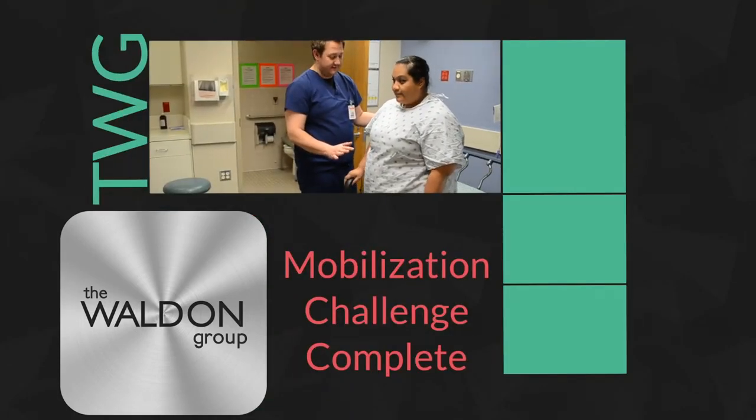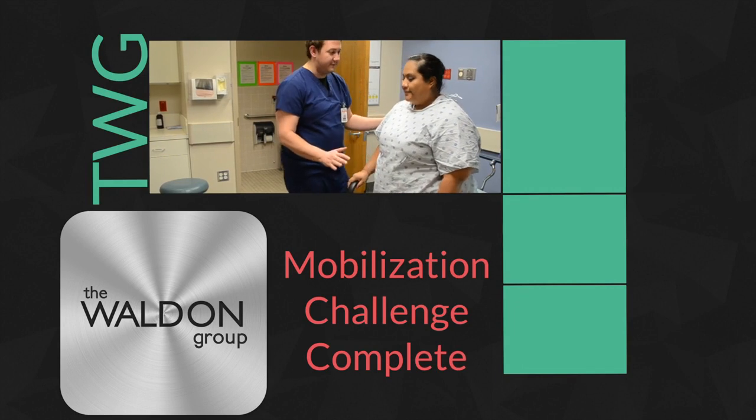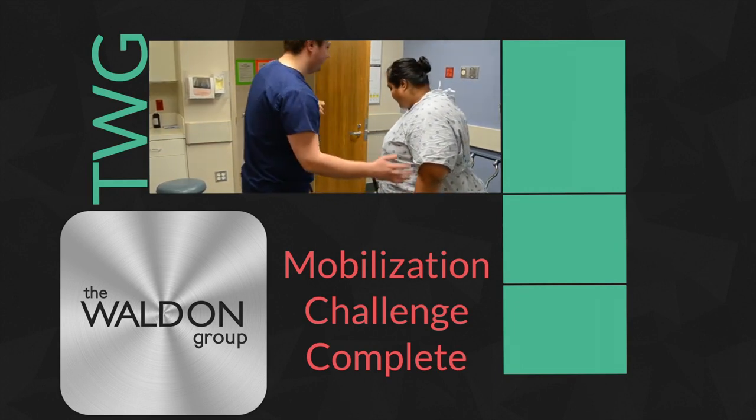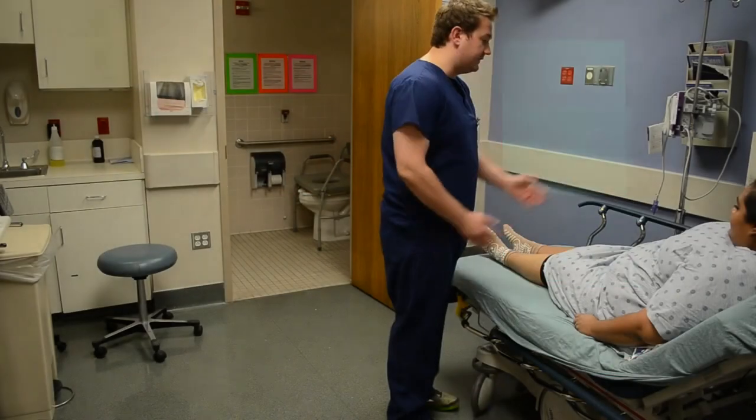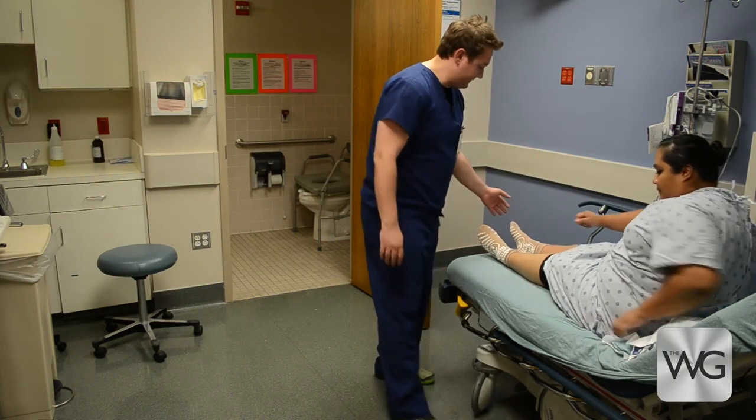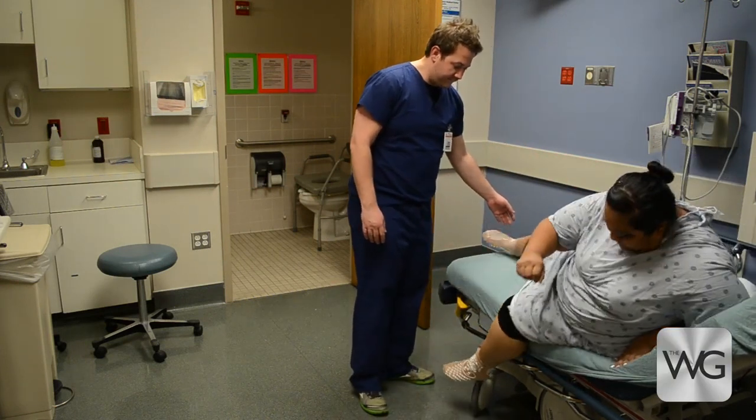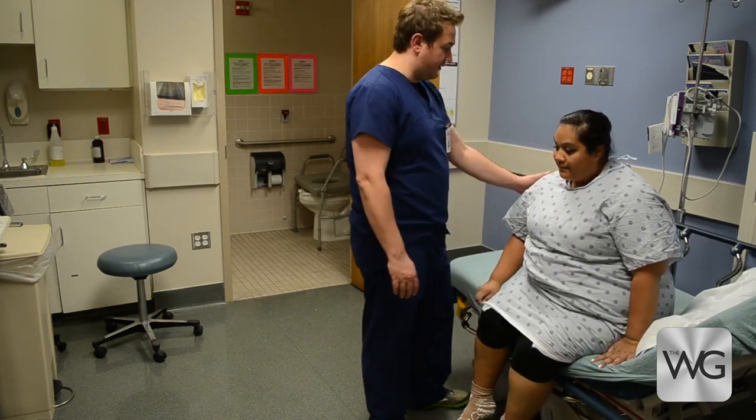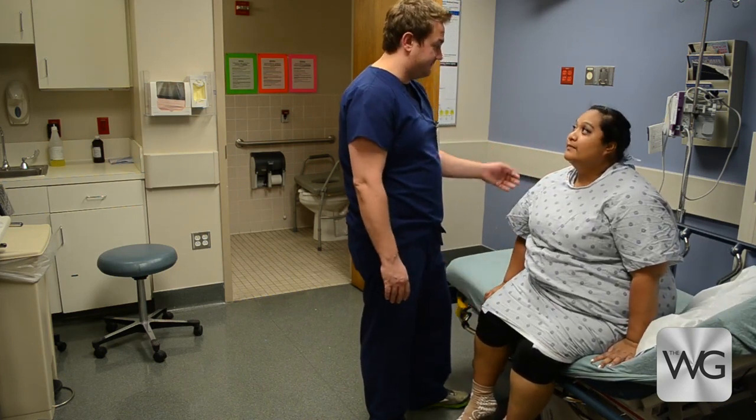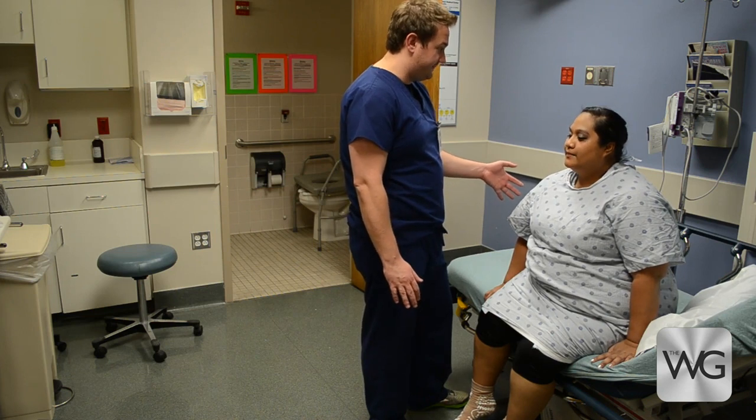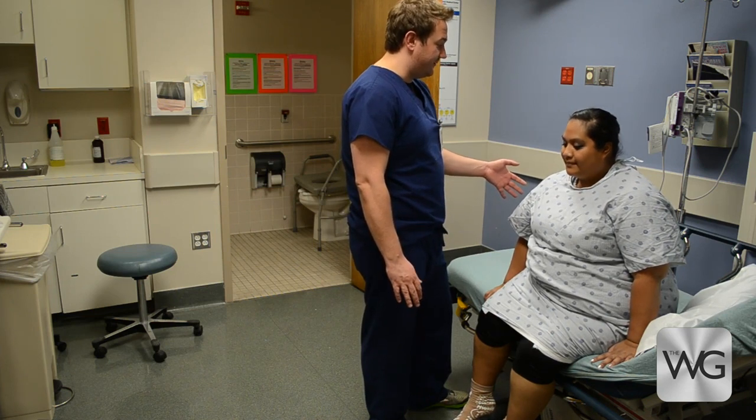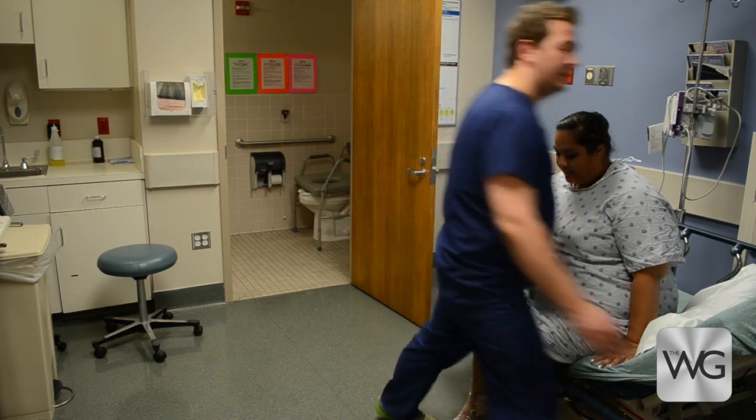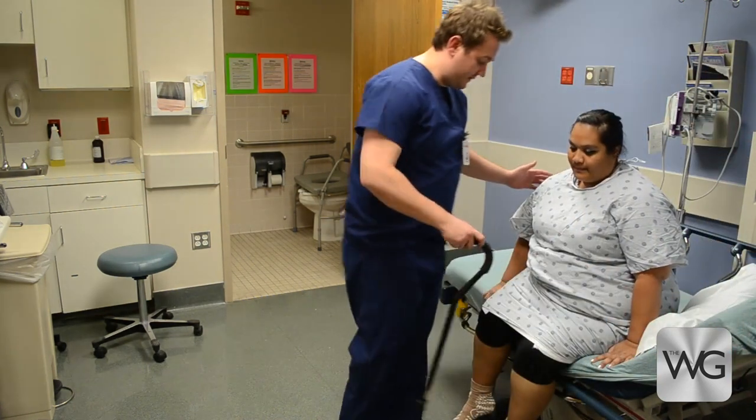Now let's take a closer look at all mobilization challenges performed together to assist the patient to the restroom. First, the patient is instructed to roll onto her side and sit on the side of the bed unsupported for 5 seconds. If the patient is unable to sit unsupported for 5 seconds, the mobilization task is stopped and reassessed to determine the safest possible transfer.